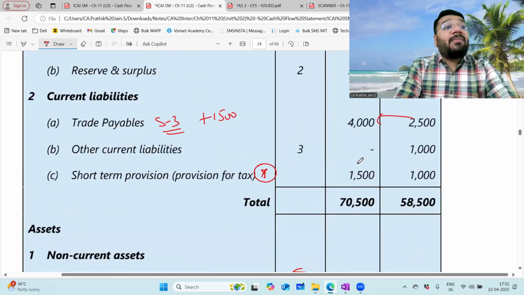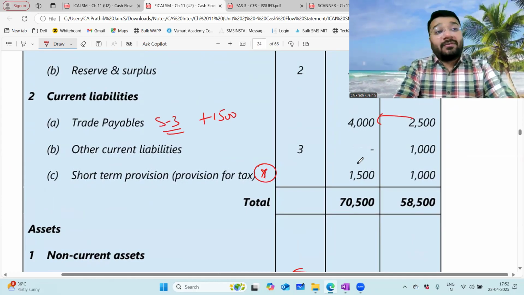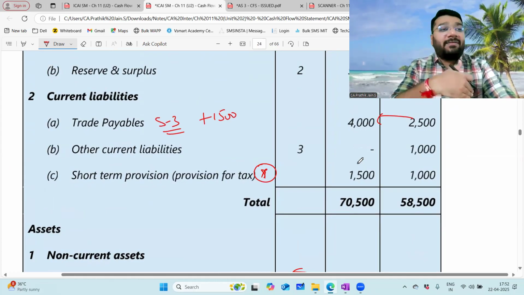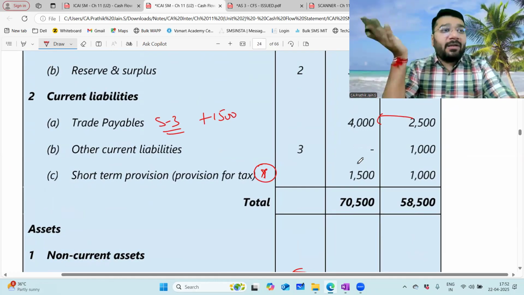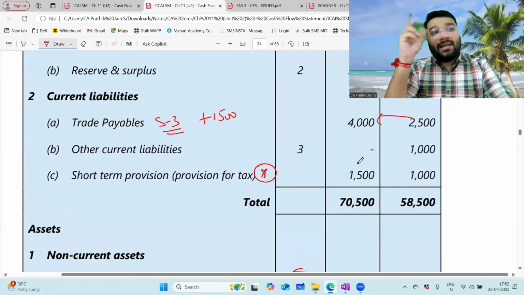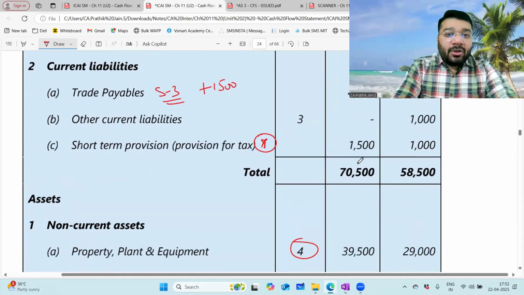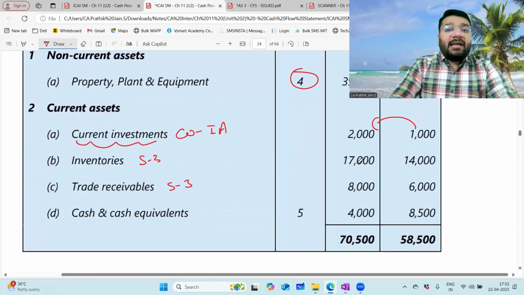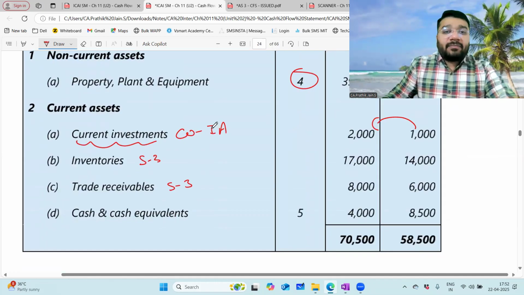Dividend payable is related to what activity? Financing activity. So the adjustment of that goes to financing activity. So we'll open an account called dividend payable. In that, whatever is dividend paid, where will you take it? Financing activity. That time I'll explain one more time. Don't worry. Then coming down, current investment.